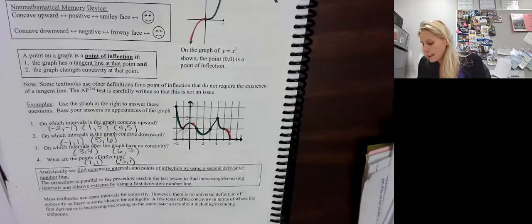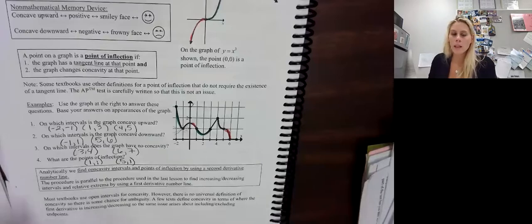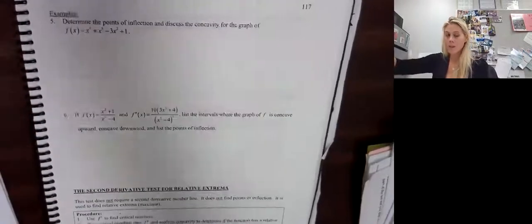Okay. Most textbooks use open intervals for concavity. So remember, for increasing, decreasing, we were using closed, and for concavity, we use open. However, there is no universal definition for concavity, so there is some chance for ambiguity. You'll see that most textbooks might use parentheses, the open, but in some they might use the bracket, the closed. So it goes back and forth, and you will not be deducted for that on the AP test, like we talked about with the increasing, decreasing.